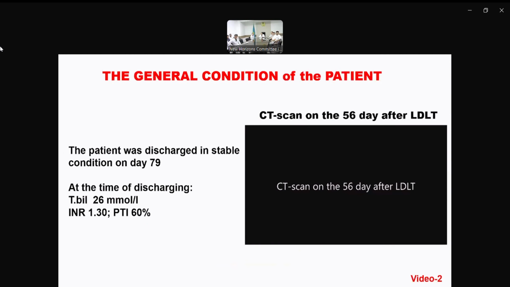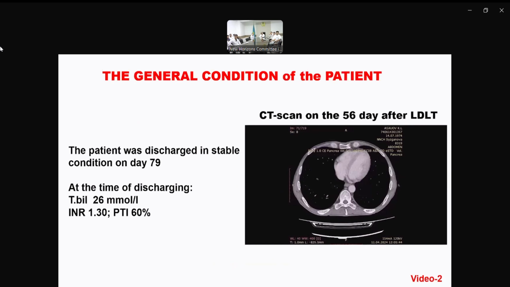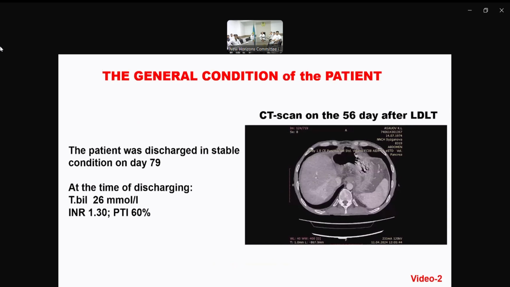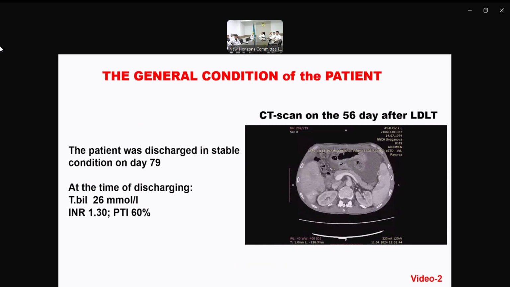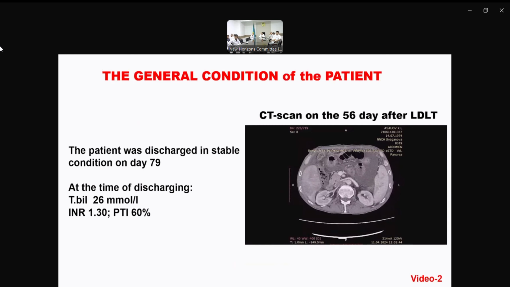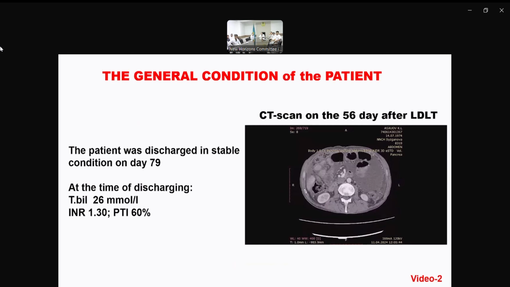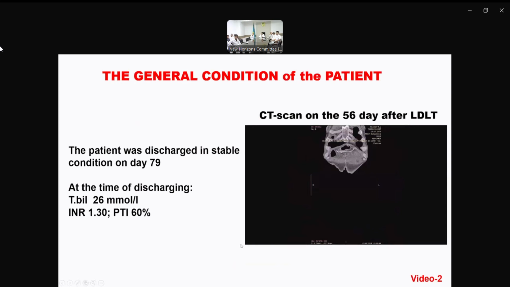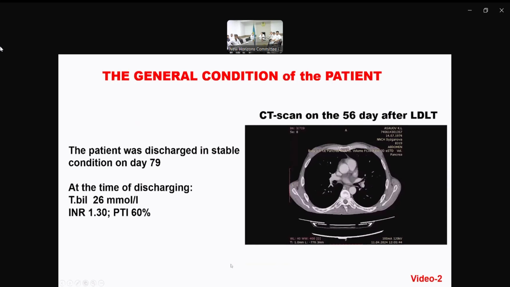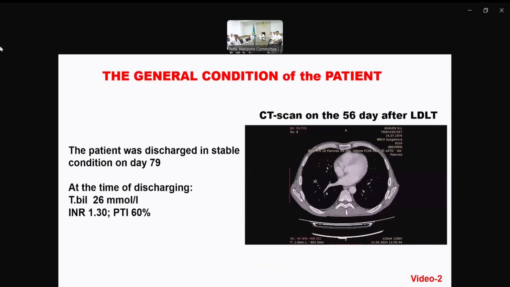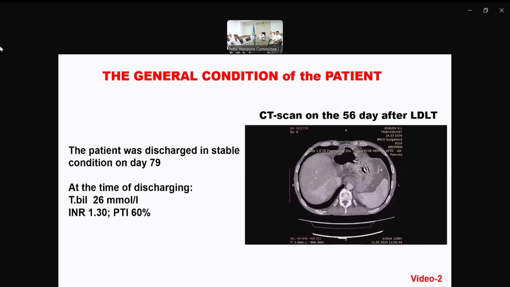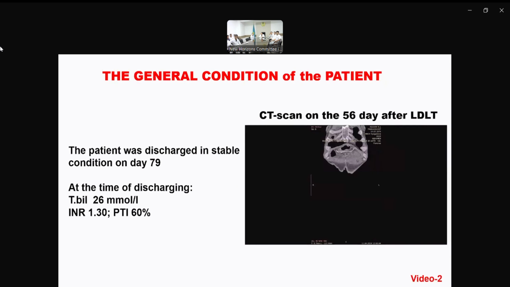Starting from the 34th day, the general condition has improved. On the 56th day after LDLT, the patient was assigned a CT scan, which showed a decrease in necrosis. The graft increased in size, and blood flow through the portal system and the hepatic artery became satisfactory. Control analysis showed a decrease in bilirubin level to 26, and INR 1.3 and PTI 60%. The patient was discharged on the 79th day.